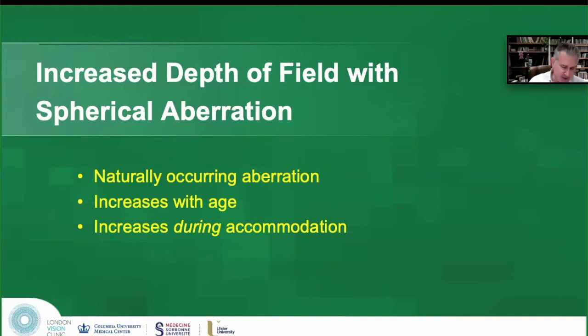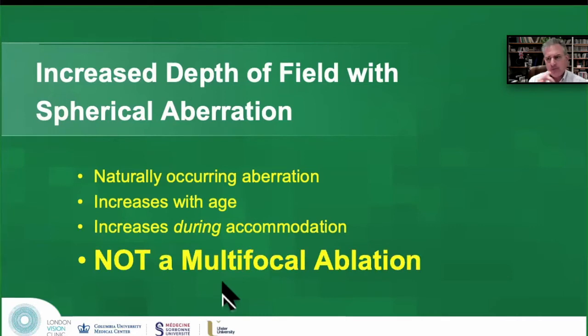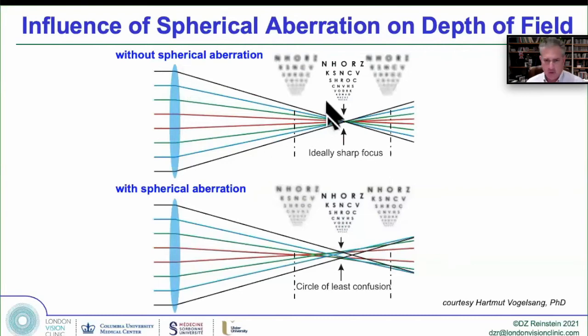And I want to be very clear, spherical aberration modulation of depth of field is not a multifocal ablation. Multifocality is more than one focus in the same eye. So we know that aspheric optics are designed to produce a perfect focus, but perfect focus means very little depth of field outside of the focus. And we know that spherical aberration smears the focal point, but affords depth of field.